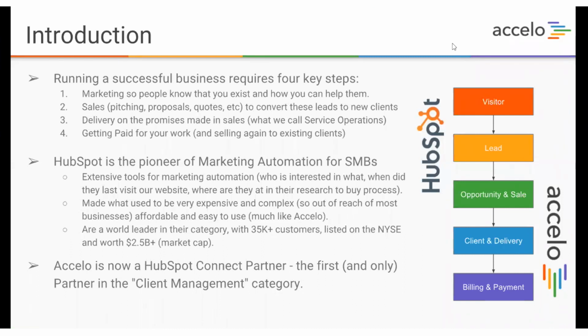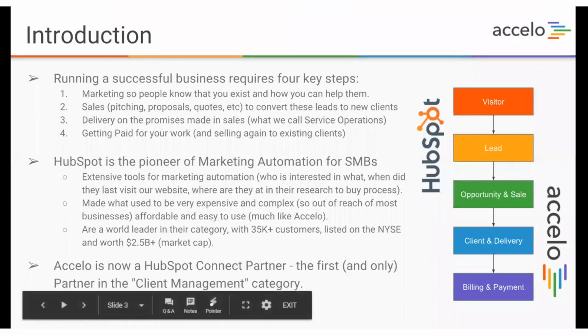So they've built extensive tools for marketing automation, which are all about telling you who is interested in what from a lead or visitor perspective. When do they visit your website? Where are they at in their research and buying process? All of those sorts of things are built in to the way that HubSpot works.